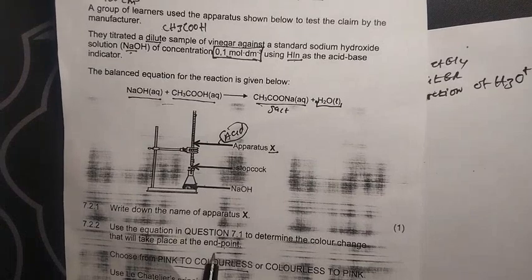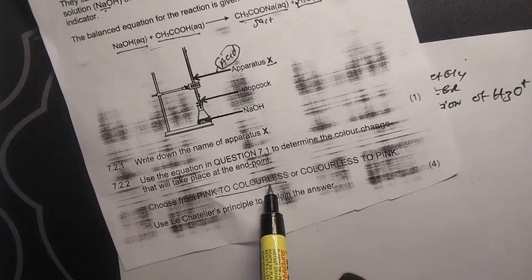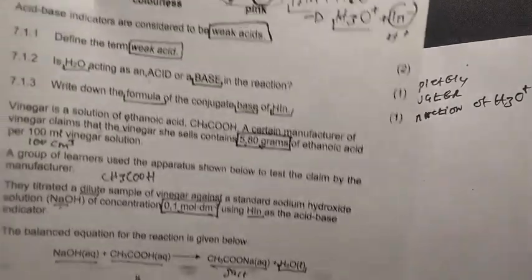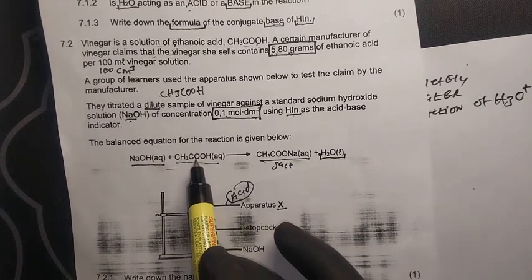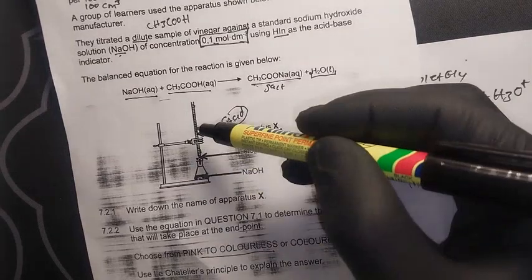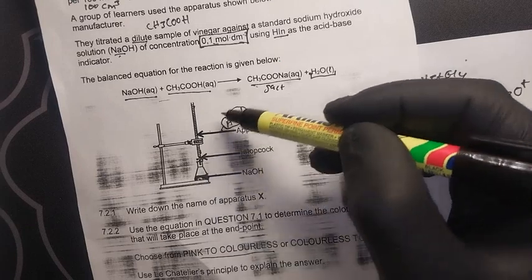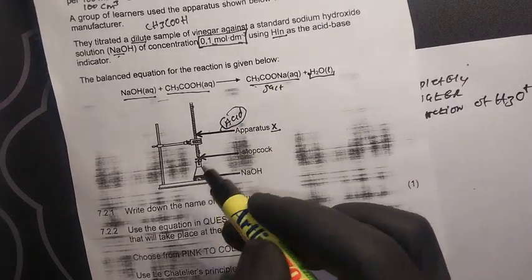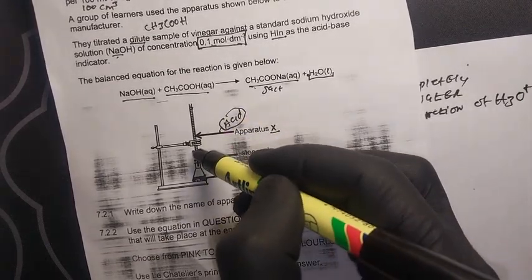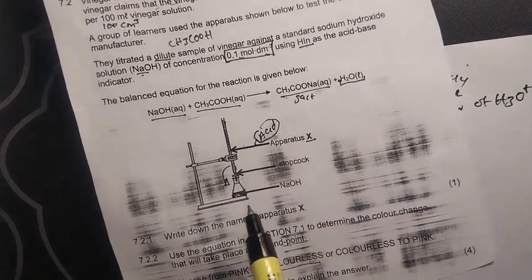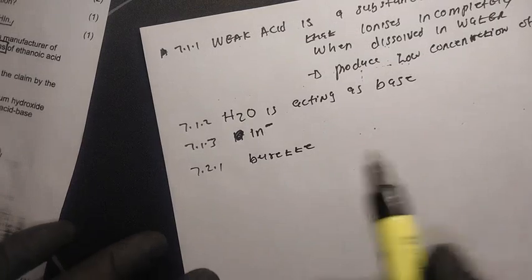Okay, so they want us to determine whether the color change is from pink to colorless, or colorless to pink. Let's check here. So now we have added this. What are we doing here? We are adding an acid to this thing. We have an indicator inside here, which is this HLN. And now we are adding the acid, it is going inside here. So what is going to happen?